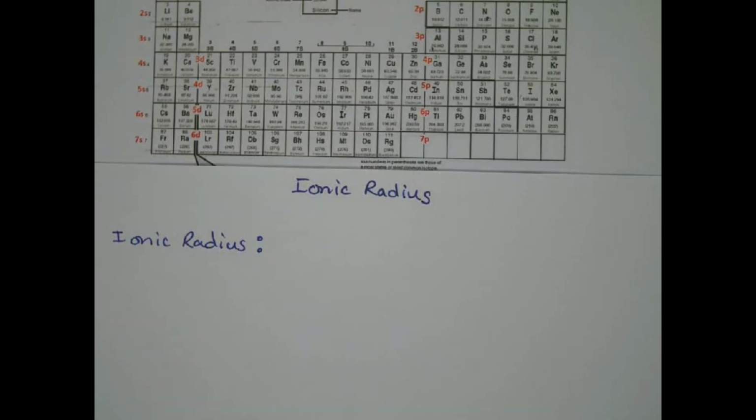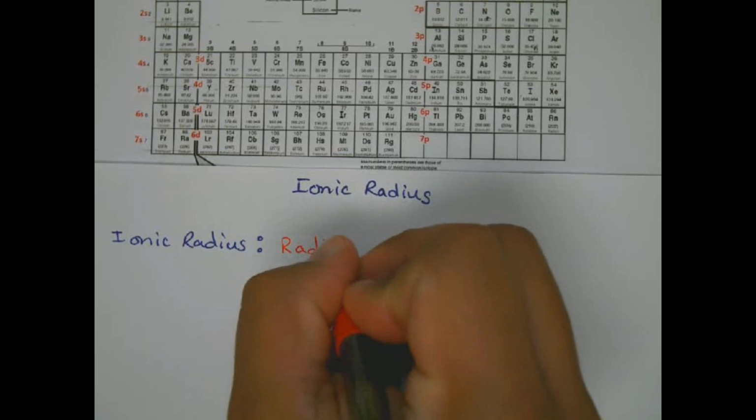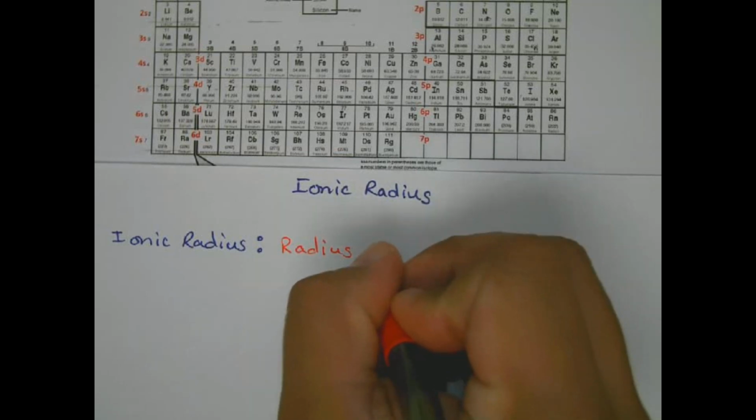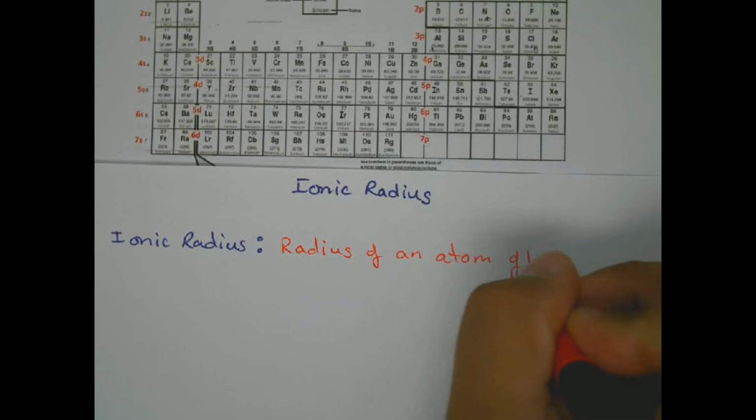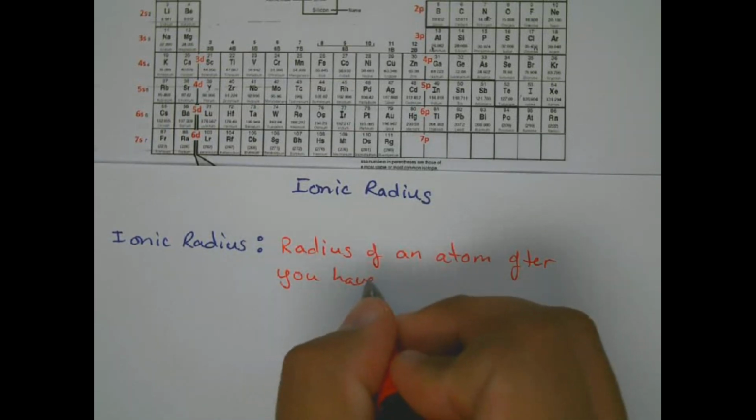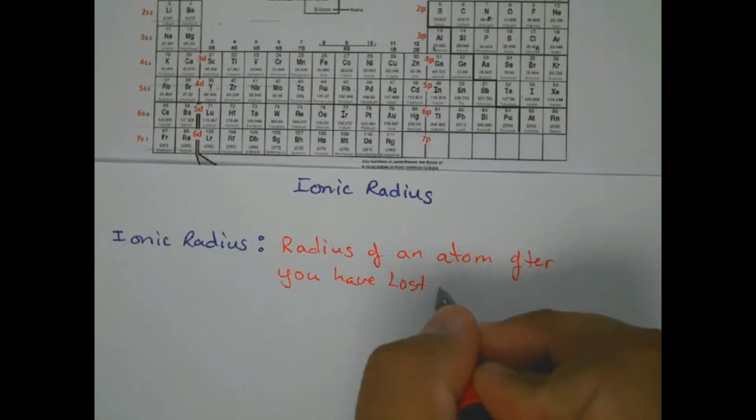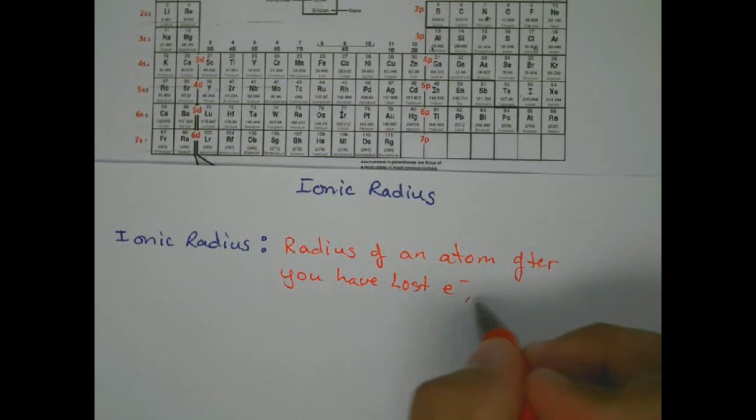Okay, so today we're going to be talking about ionic radius. Ionic radius is the radius of an atom after you have lost an electron. You can also say it's the radius after you've gained an electron, because you can get an ion when you gain electrons.